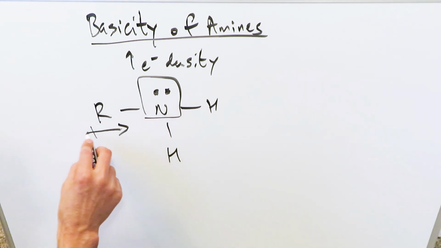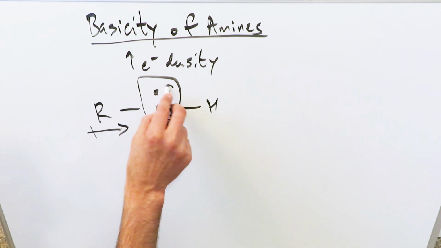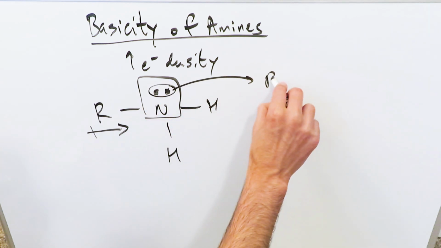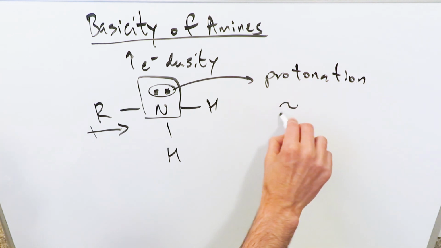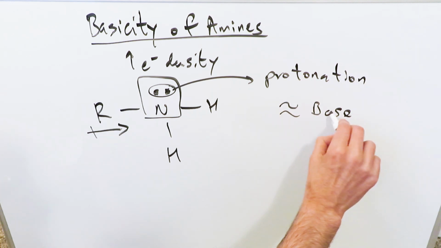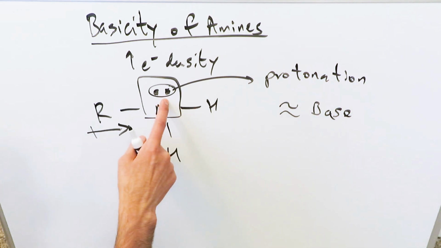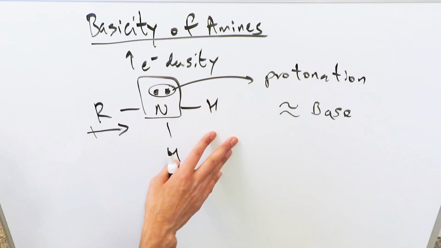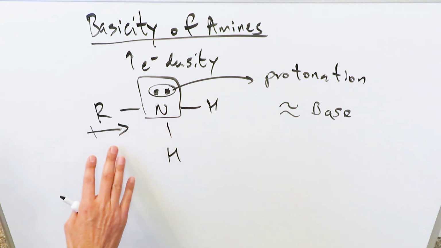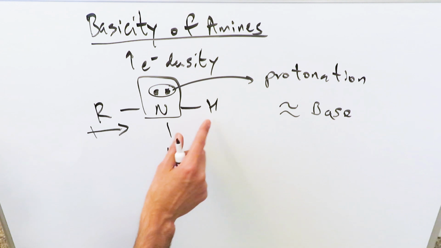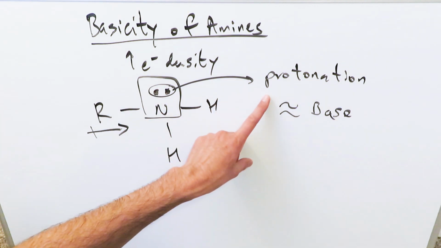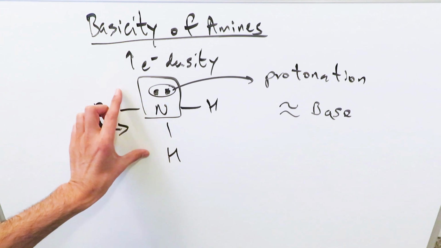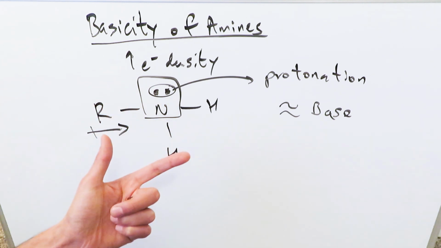In this given situation where you're donating electrons towards the nitrogen, these lone pair of electrons are available for protonation. Because they're available for protonation, it will act as a base, or it will be basic. If they're not available for protonation, then your amine will be more likely to behave as an acid, in which case it will lose a hydrogen rather than gain a hydrogen. It will not be protonated. In that case, if this were acting as an acid, it would be deprotonated.